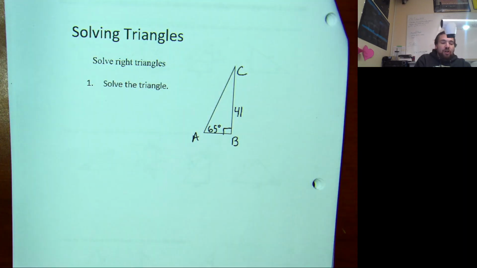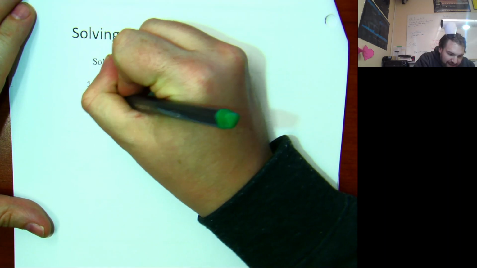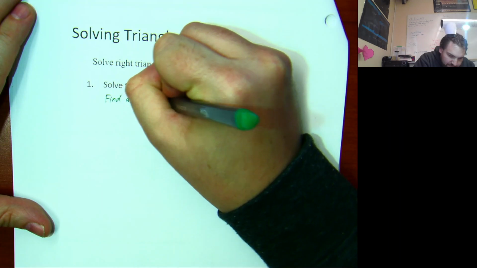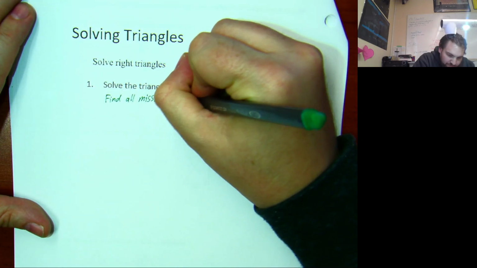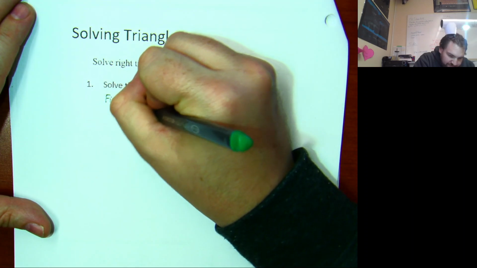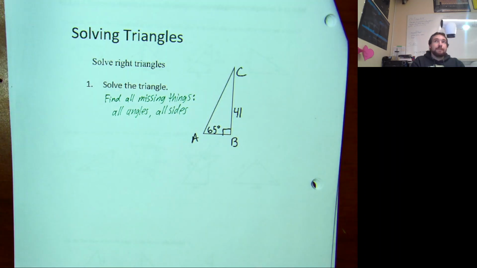What it means to solve a triangle, it means find all missing things. All angles, all sides. And that's all of the instruction you'll be given. And you will have to decide how this thing proceeds. So I'll do one example here.